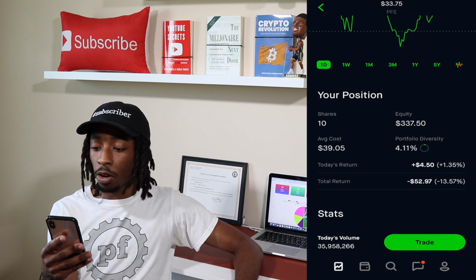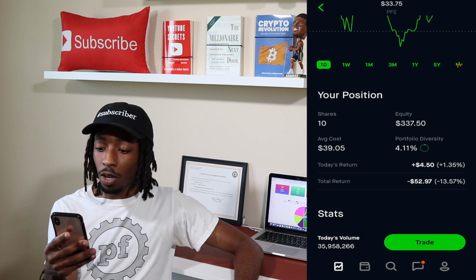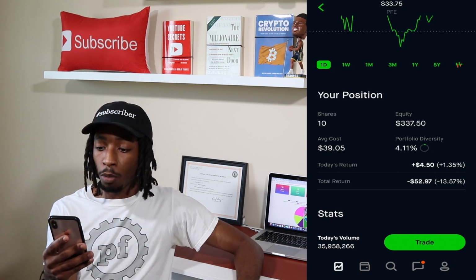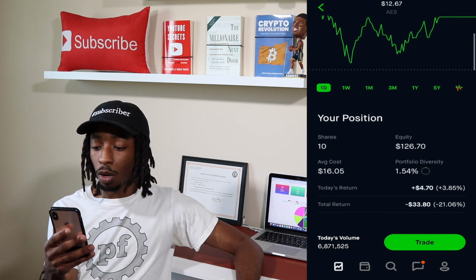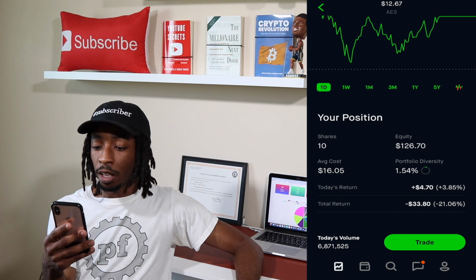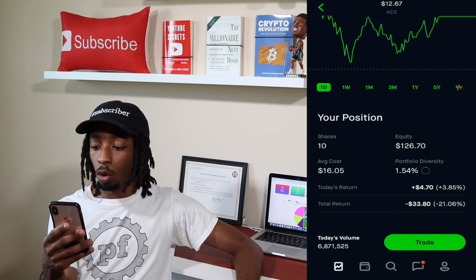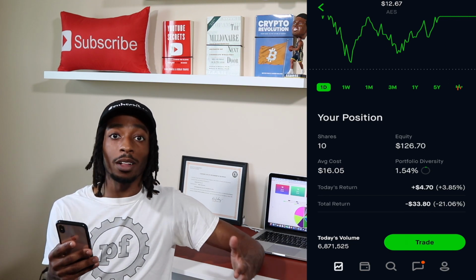My total return 13.57%, which is equivalent to $52.97. Moving over to the AES Corporation. As I scroll on down, I have a total of 10 shares. My average cost is $16.05. The total return, I am down at 21.06%, which is equivalent to $33.80.